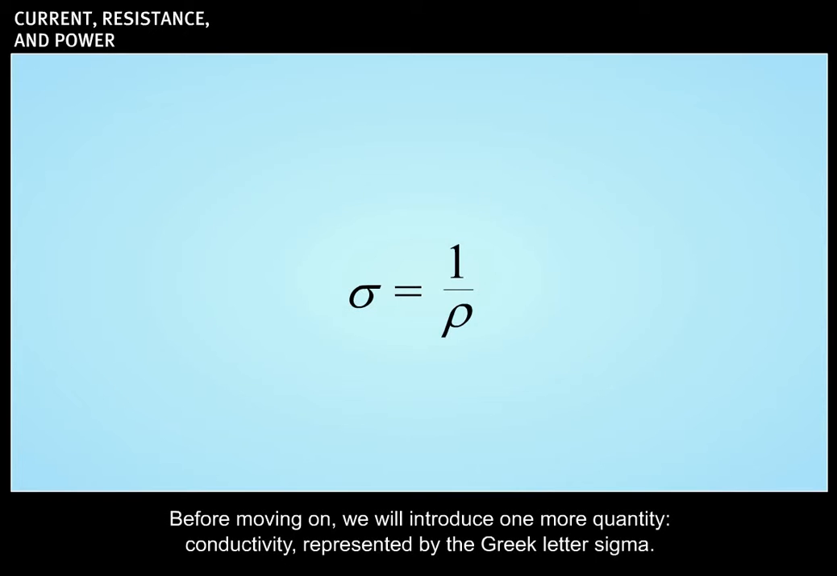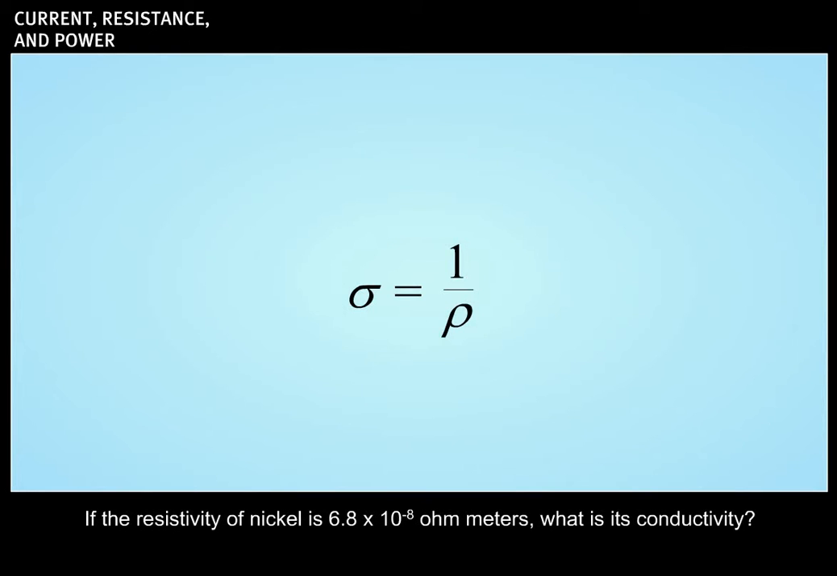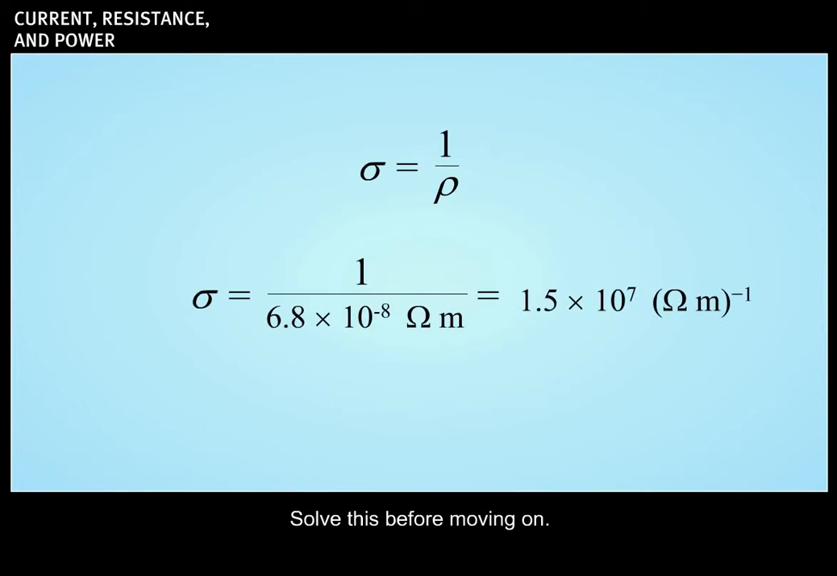Before moving on, we will introduce one more quantity, conductivity, represented by the Greek letter sigma. It is the inverse of the resistivity. If the resistivity of nickel is 6.8 times 10 to the negative 8 ohm meters, what is its conductivity? Solve this before moving on. Did you get the correct answer?